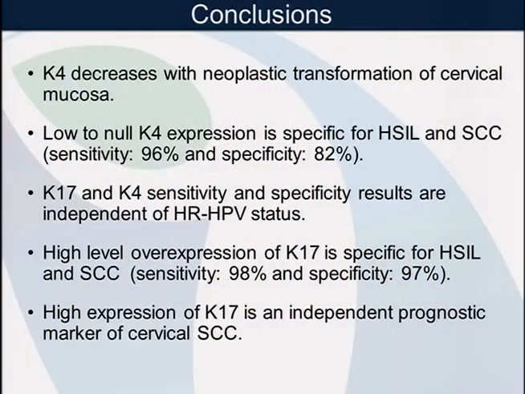So to conclude, keratin 4 decreases with neoplastic transformation. We had a sensitivity of 96 and a specificity of 82 with keratin 4. Both the specificity and the sensitivity for both types of keratins were independent of the type of HPV, and also independent of any test of high-risk HPV or p16 stain. Keratin 17 gave us a sensitivity of 98 and a specificity of 97. And the high expression of keratin 17 is a prognostic marker independent of grade, stage, or lymph node status.